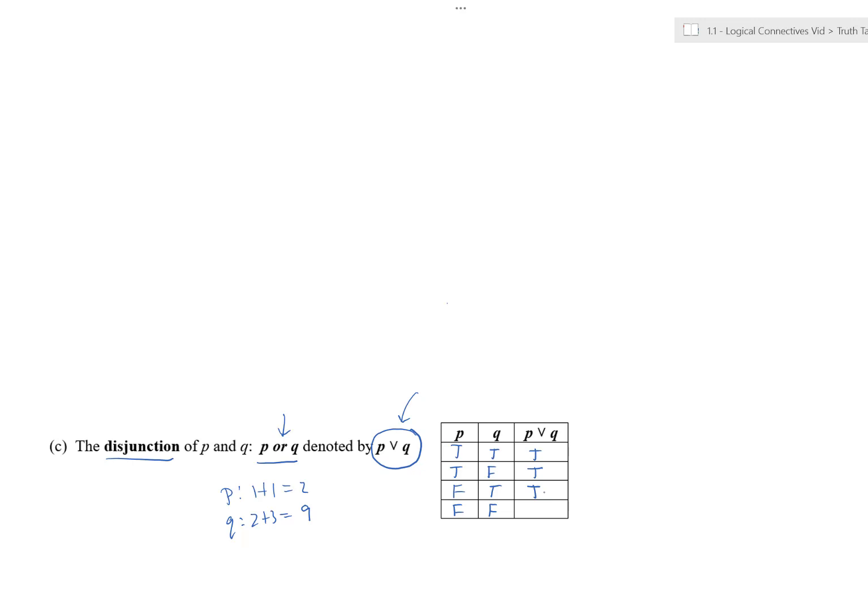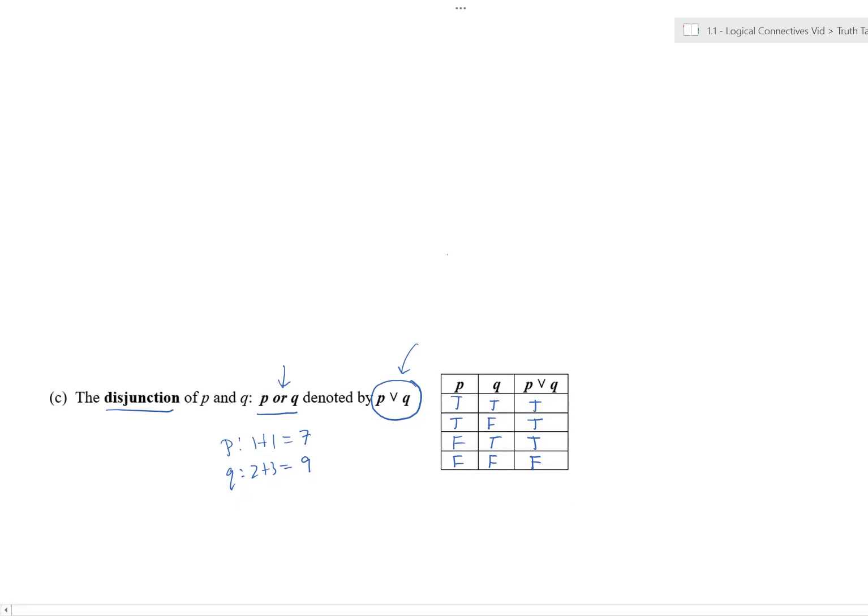Finally, a false statement with another false statement. Change the P statement to the left to 1 plus 1 is 7. And you say 1 plus 1 is 7, or 2 plus 3 is 9. The whole thing is false. Neither of those is true. So, quite the contrary to the conjunction, the disjunction is always true, except when P and Q are both false, then it is false. So there's the first three.